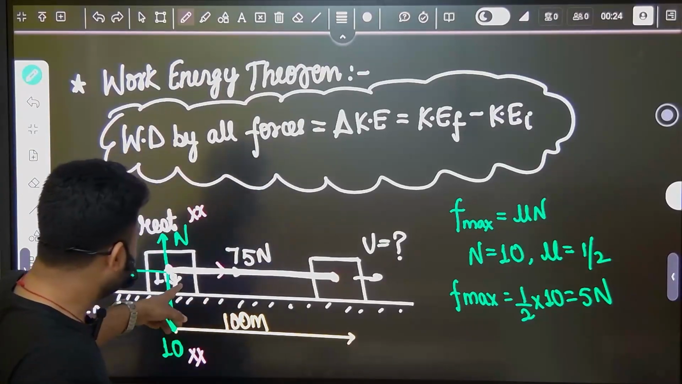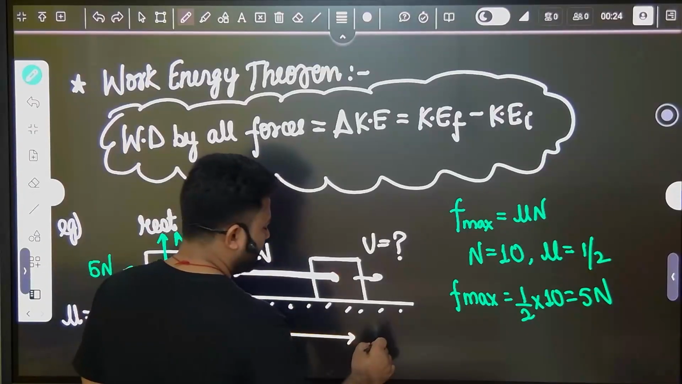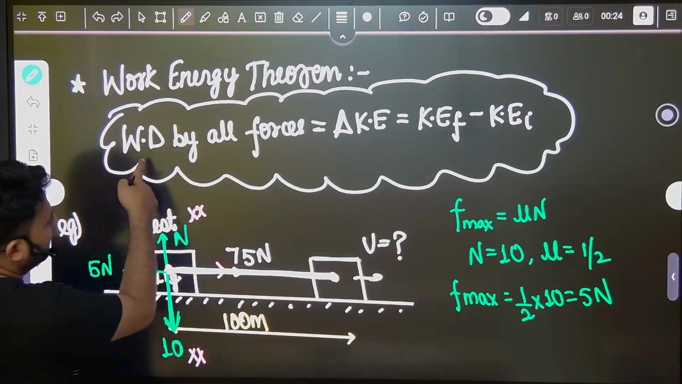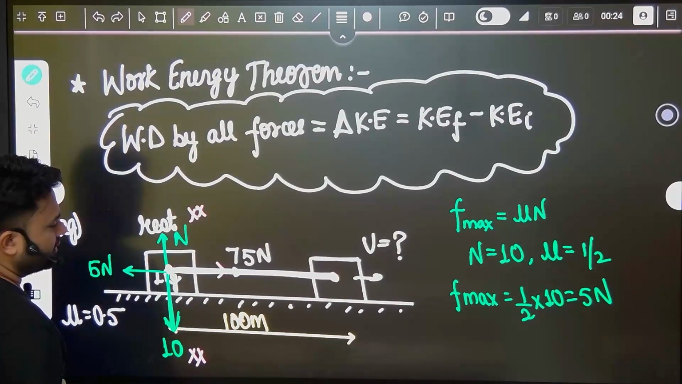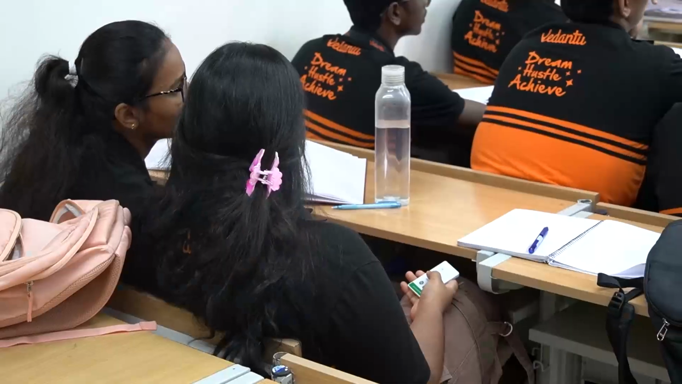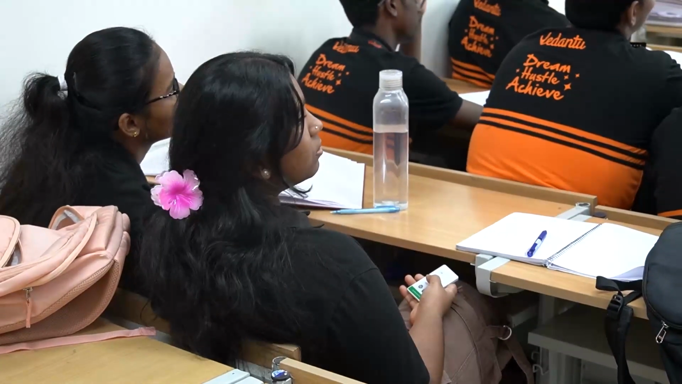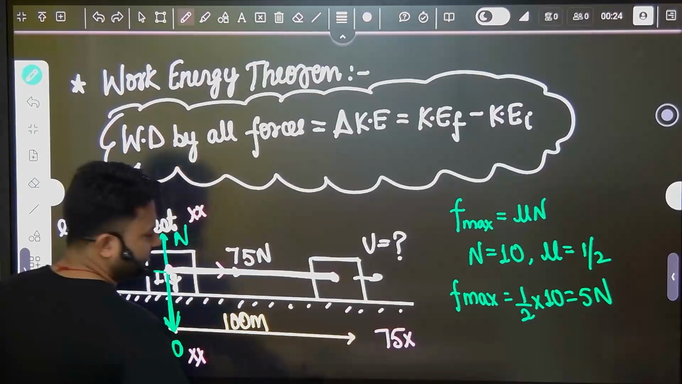Now work done by this 75 Newton. Work done by this 75 Newton will be force, that is 75, multiplied by displacement. Displacement is in the same direction, that is 100 meter.